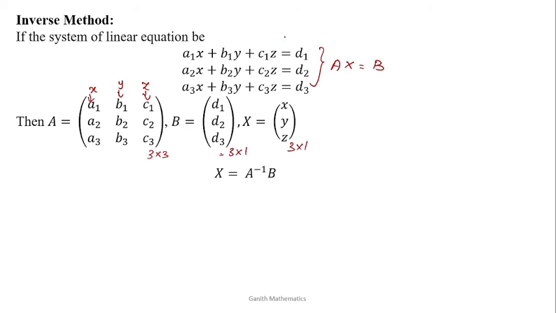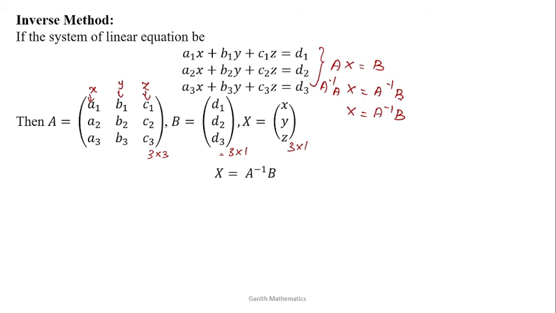So from this, if you multiply both sides by A inverse, then A inverse A by matrix multiplication will be a unit matrix. Instead of the unit matrix, we can consider that as 1. So it is X is equal to A inverse B. This is how we derived that X is equal to A inverse B.